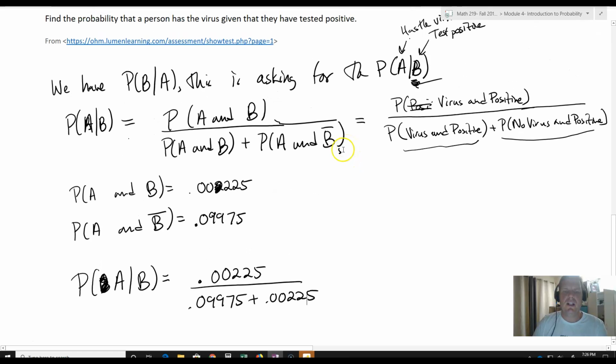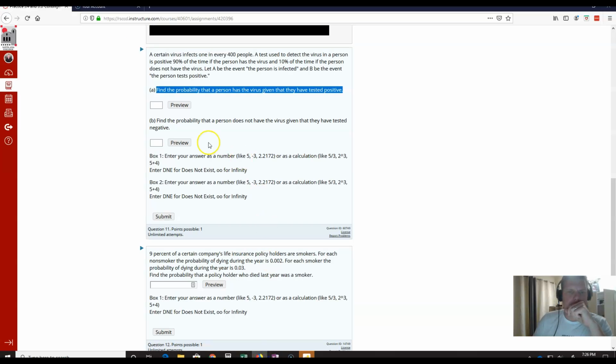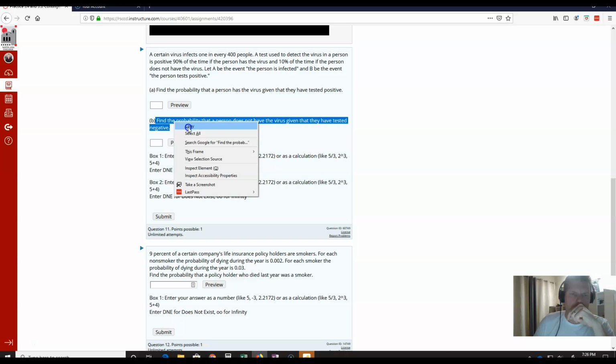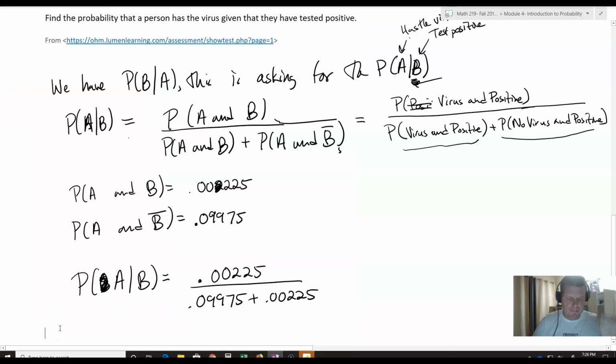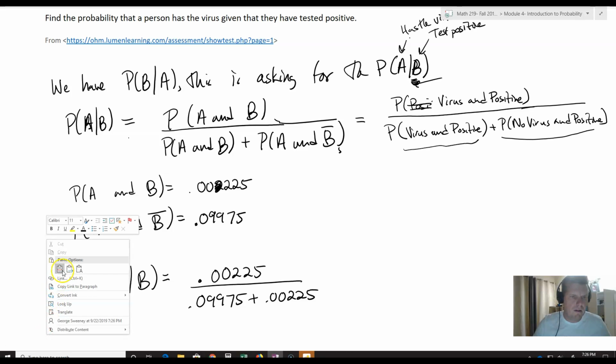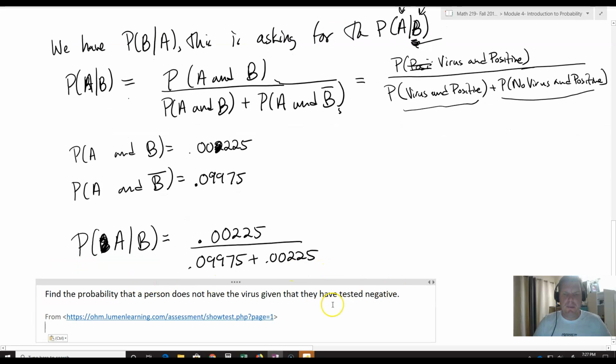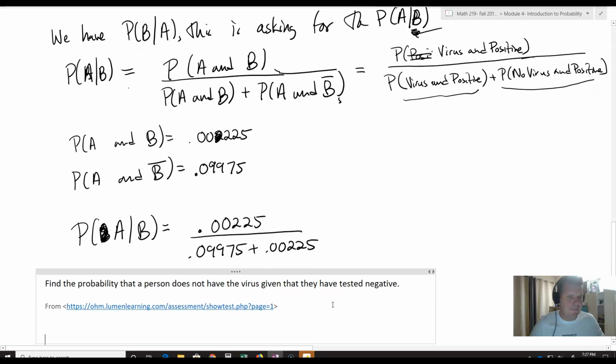All right. I'll allow you to just go and put that in your calculator. Let's take a look at another example. Let's look at the second one. Find the probability that a person has a virus given that they tested negative.